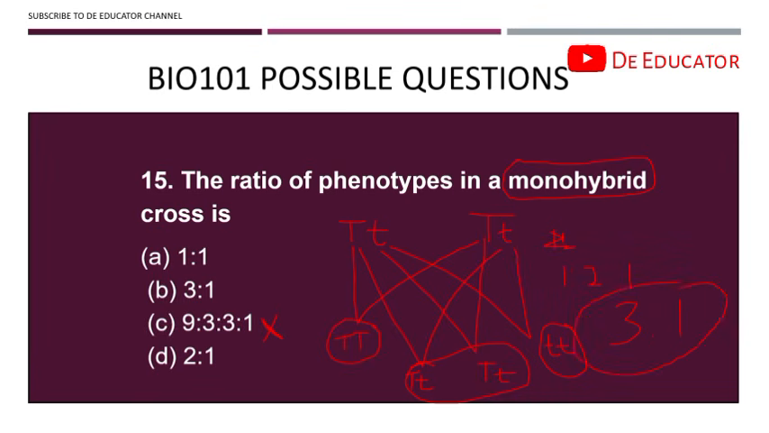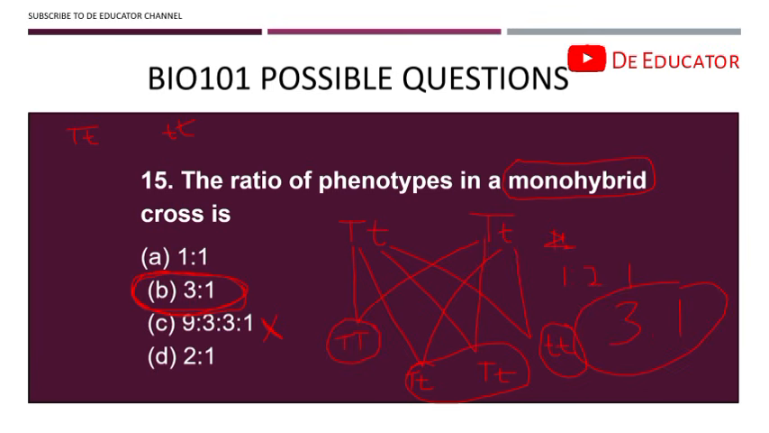I did all this long process to just explain something to you. Whenever you see what is the ratio of phenotype in monohybrid, it is always 3:1. But please take note. If they specify that one parent has this genotype and another parent has this genotype, and they ask you what is the phenotype, don't just rush and pick 3:1. Please ensure you do the crossing before you pick. But if they don't ask you anything, they just say phenotype in a monohybrid cross, pick your 3:1.